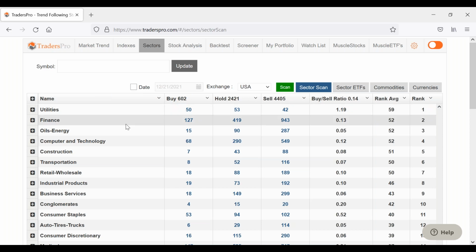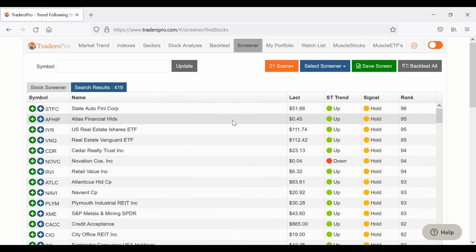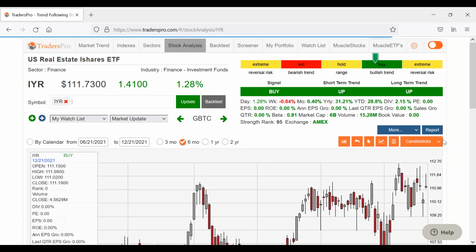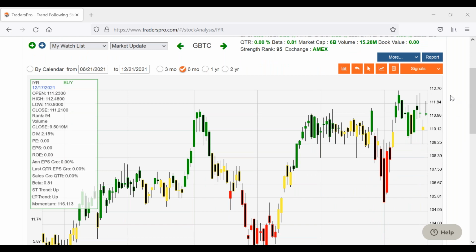So I'm kind of ignoring the utilities. I did find a couple I liked in the financials. A couple of the real estate ETFs look really strong. There's this IYR, which is again a real estate ETF, 95 strength rank. Let me switch this over to signals here. You can see it move back to a buy signal today, but again, you have this V-shaped move.